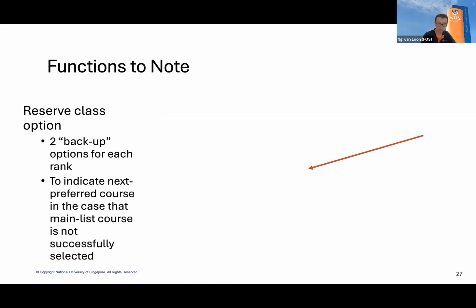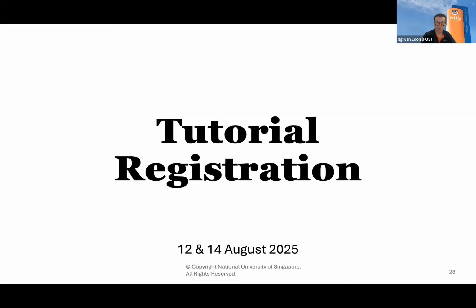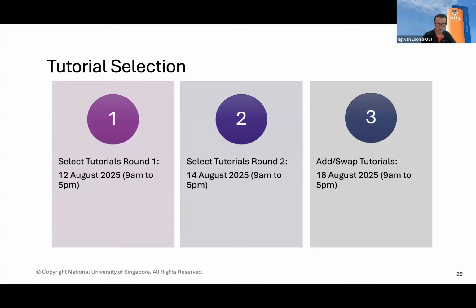Okay, other than registering for a course, if a course comes with other teaching and learning components like tutorials and lab, those would need to be registered as well. So for this coming exercise, there are 2 rounds of tutorial registration and 1 round for add, drops or swaps with other people. So just take note of the dates.